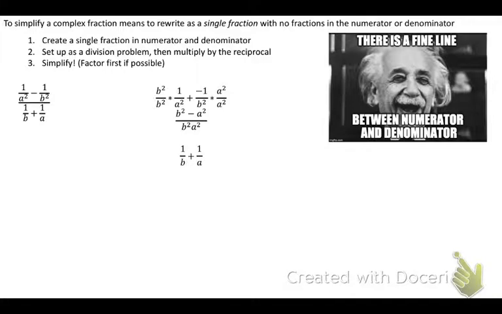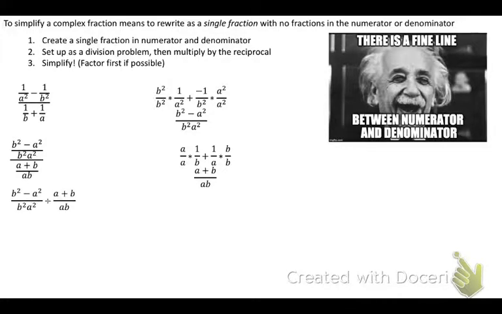And then for the bottom, let's just do this right now also. So 1 over b plus 1 over a. Well, I'm going to multiply that first fraction by a over a, second fraction by b over b. So I get a plus b over ab. Now I can rewrite this as a division problem. So b squared minus a squared over b squared a squared divided by a plus b over ab.